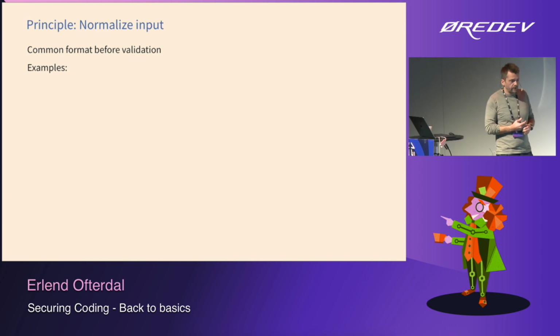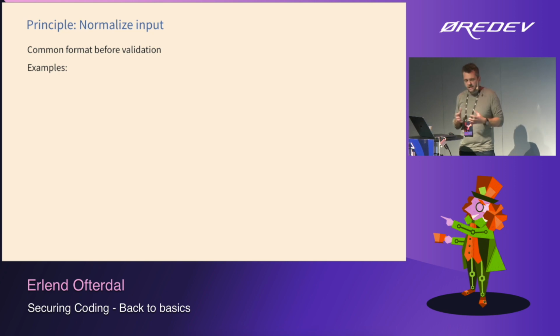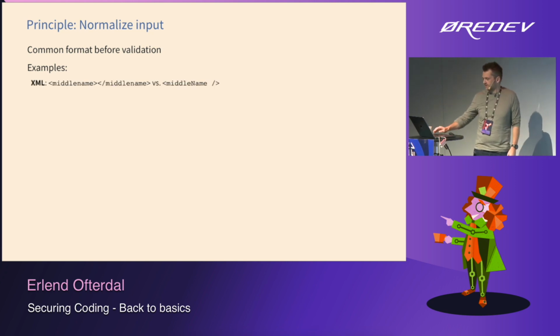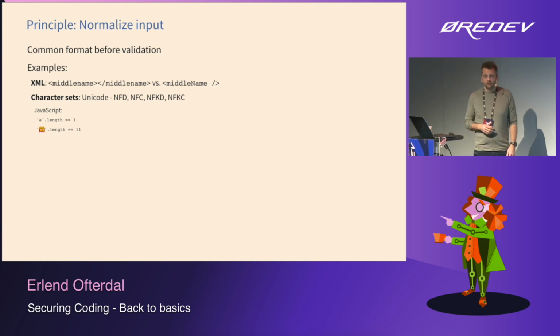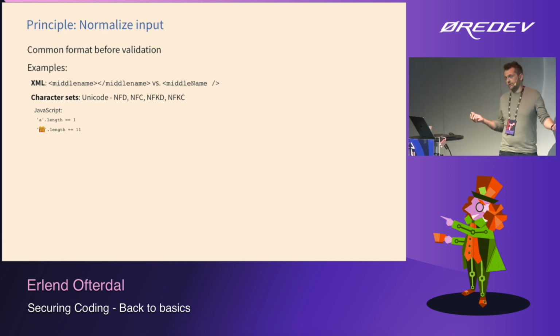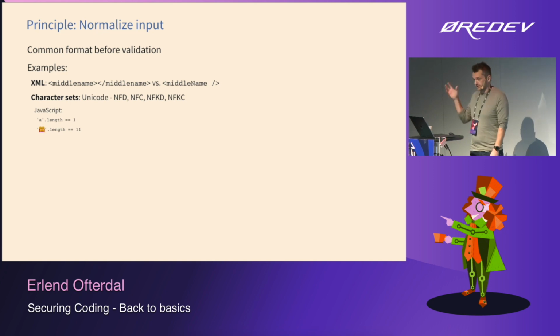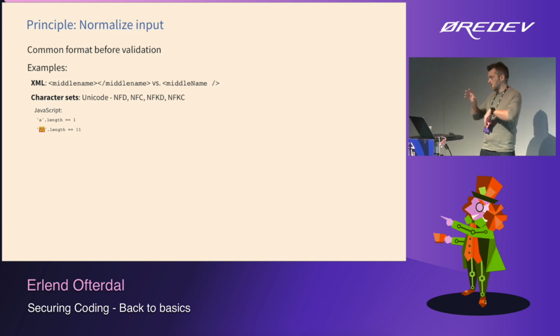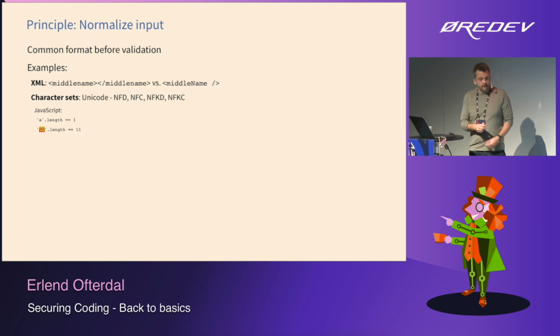Another problem we have is that the same piece of data can be represented in many different forms, even within the same thing. For instance, in XML, an empty tag can be an open and a close tag, or just an empty tag. In JavaScript, we have strings that have different lengths, even though they look like both of them have a length of 1. One of them has a length of 1, and the other one has a length of 11, because it's like the emoticon with the mom and dad and kids. And JavaScript thinks, hey, length 11, perfect, fine.